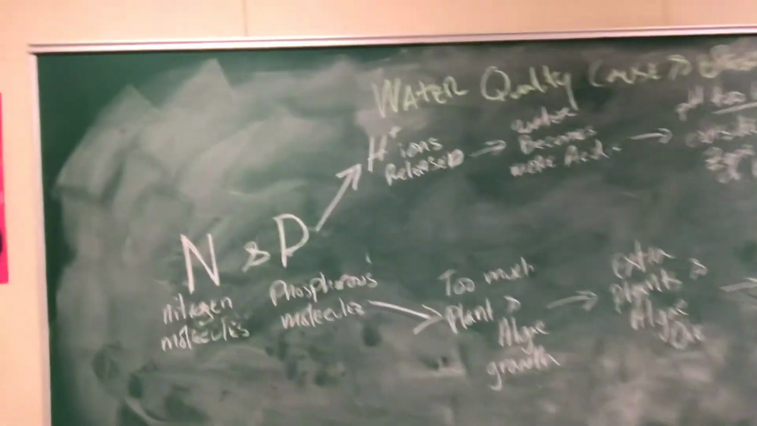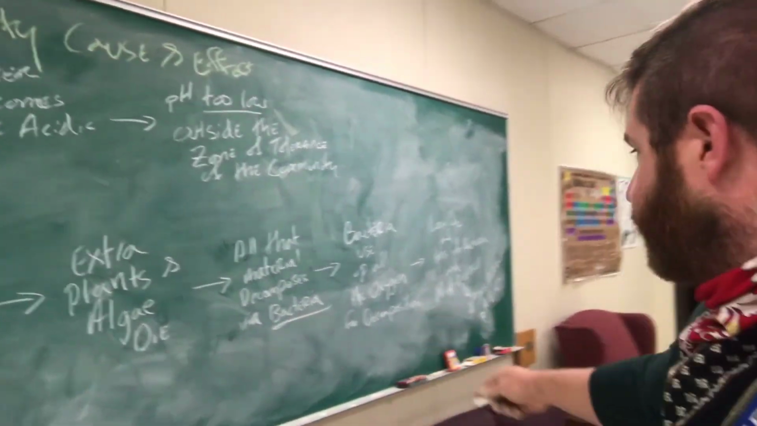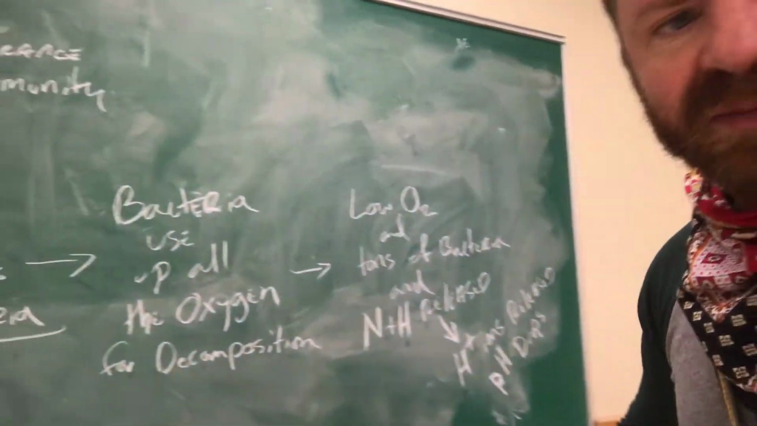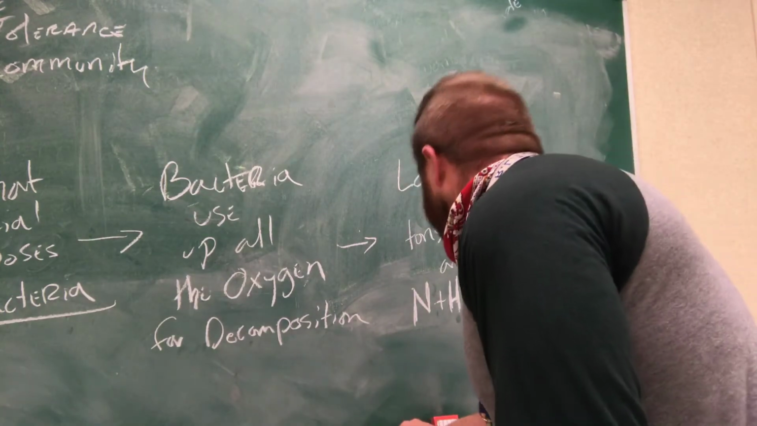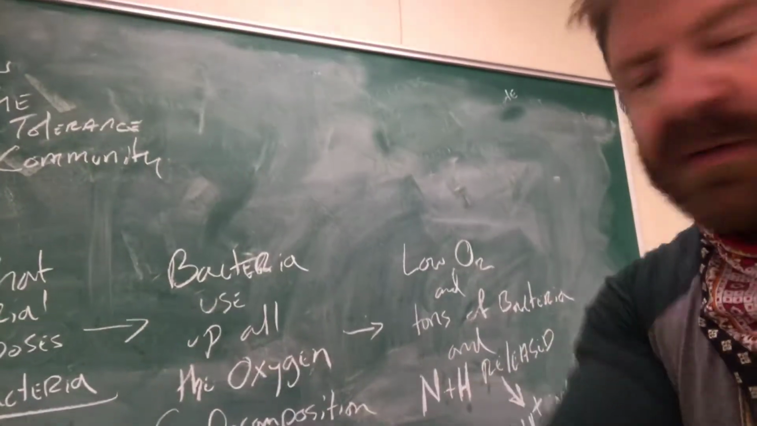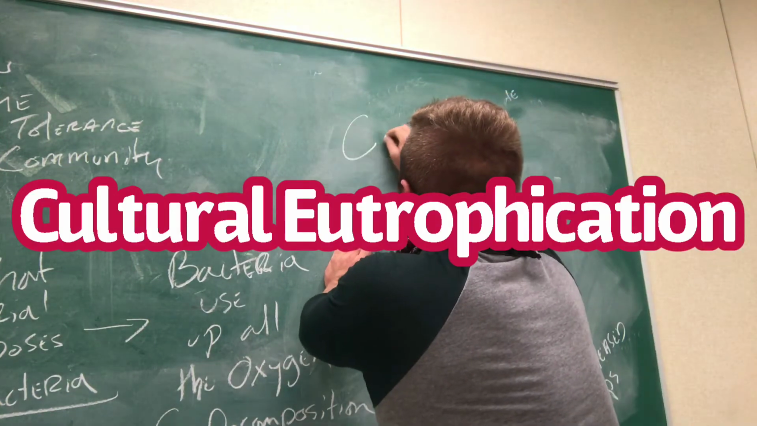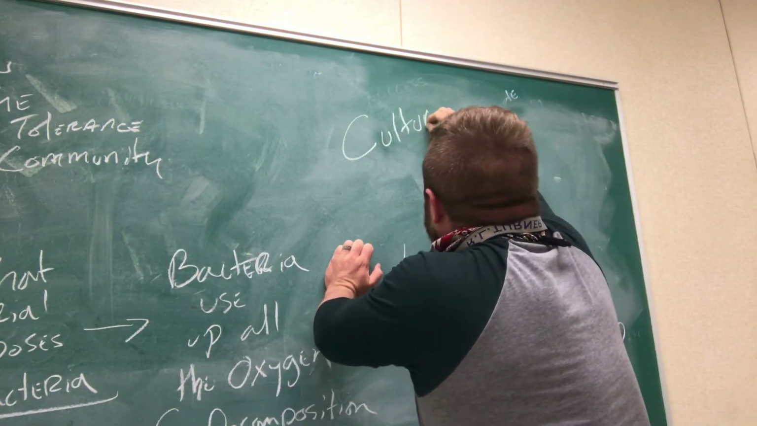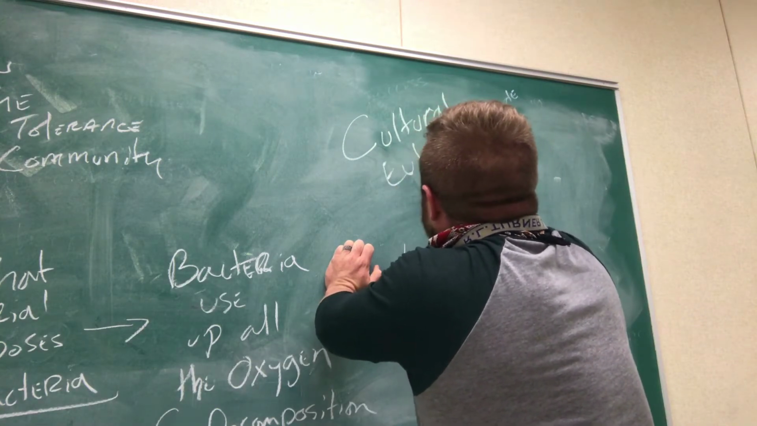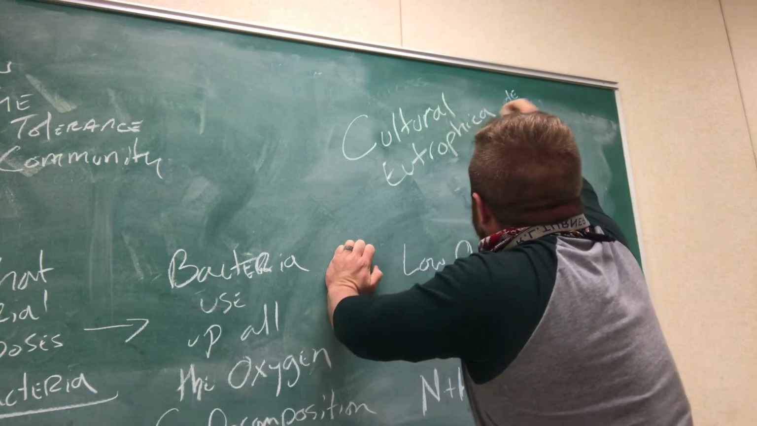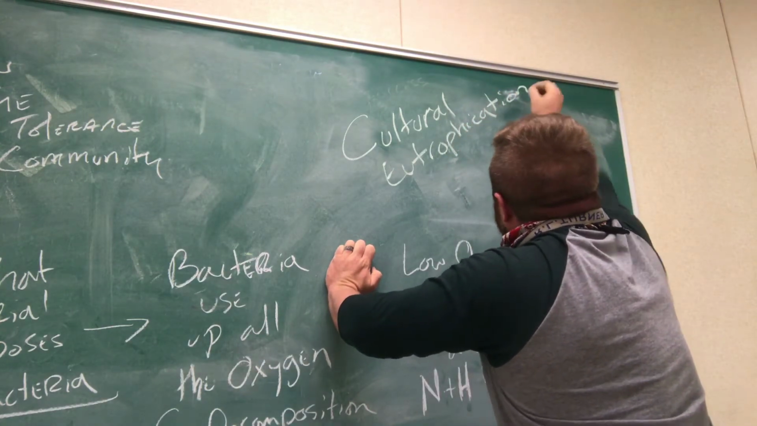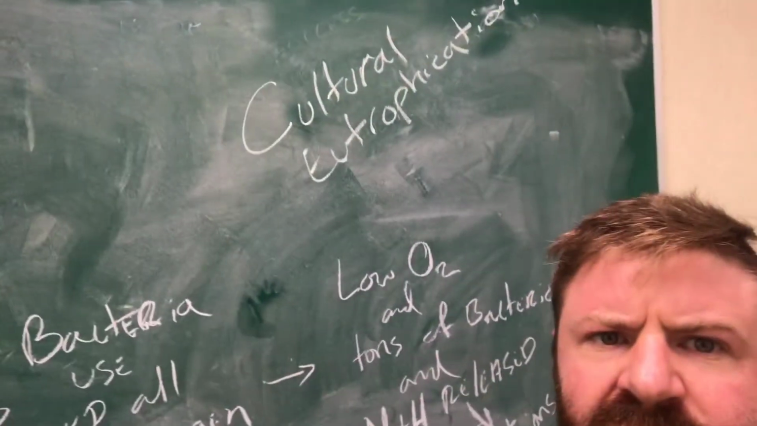And this is all happening at the same time. So the nitrogen and phosphorus in two different processes that you saw here eventually lead to low pH. And in this process here, it leads to low oxygen, okay? Now, this bacterial process, this lower process, this bacterial decomposition going on, is called cultural eutrophication. Cultural eutrophication, okay?